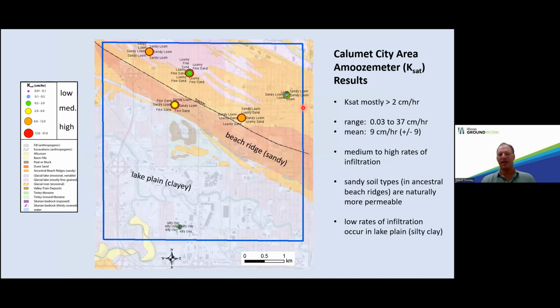And if I zoom into the Cal City area, you can see 5 of the sites up on the beach ridge have pretty high rates in the 6 to 37 centimeters per hour rate of infiltration. But the one site here in the lake plain is a much, much slower infiltration rate. So that gives you an example of a real world situation and actual numbers that you can get from this method.